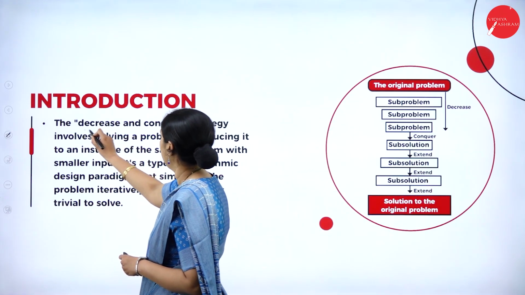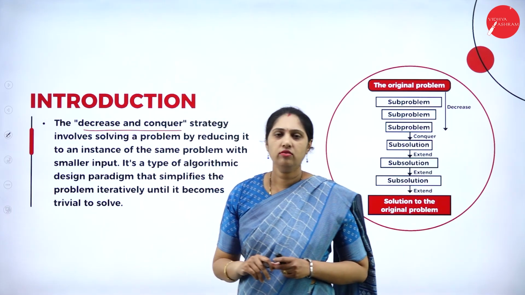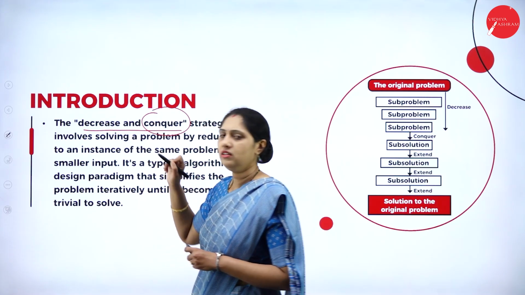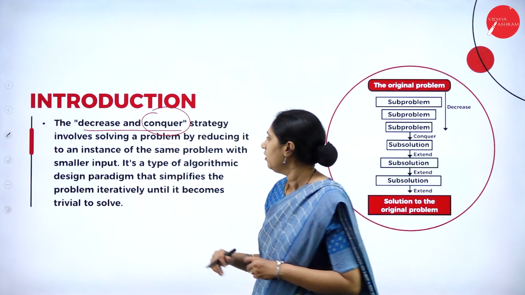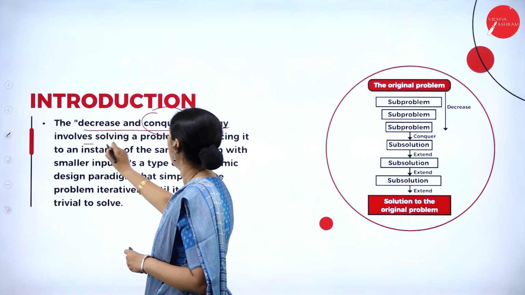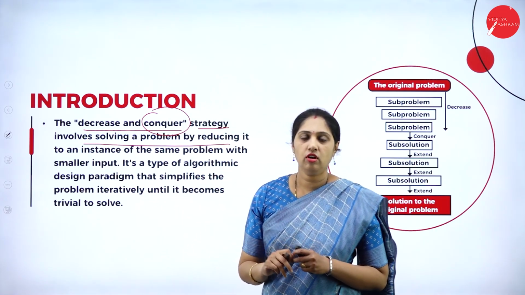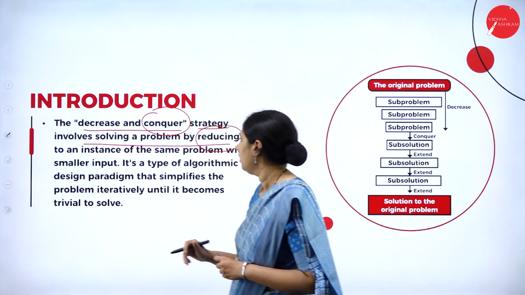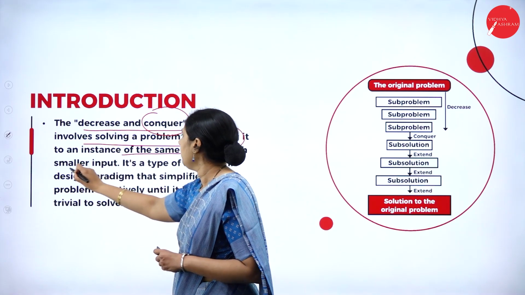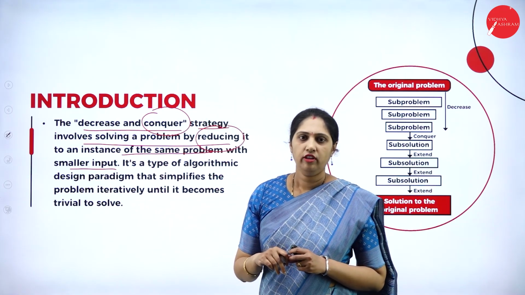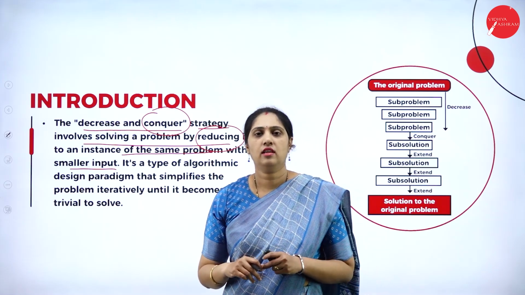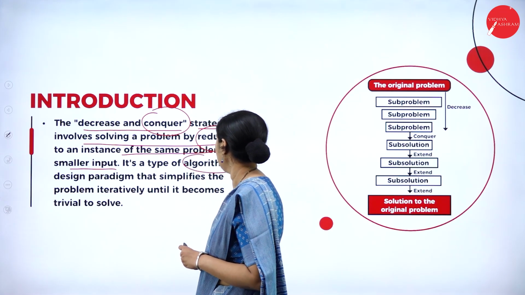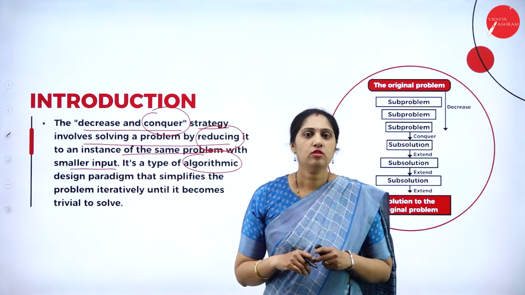What do you mean by decrease and conquer? Decrease we already know is reducing. Then what about conquer? Conquer is nothing but solving the problem. So it is a strategy involving solving the problem. How to solve? First we have to reduce, that is what is called decrease. And when we decrease, we get a smaller input. When there are n inputs, we decrease to say n by 2. Then we have to solve. So it is a type of algorithm which helps us simplify.